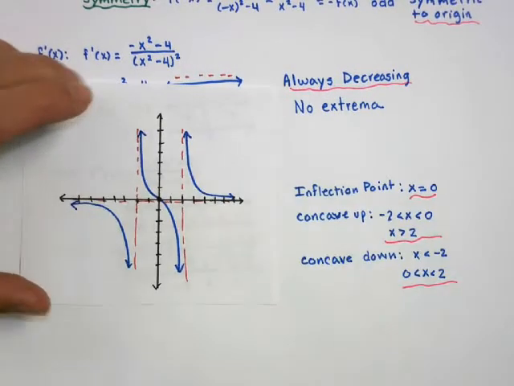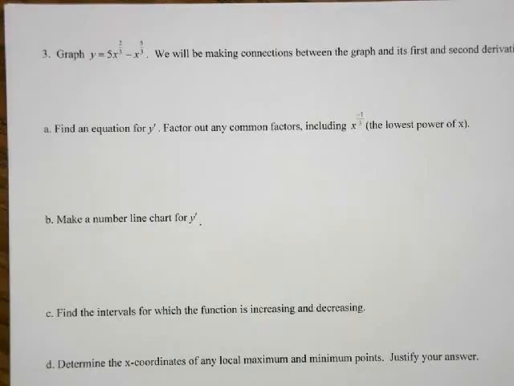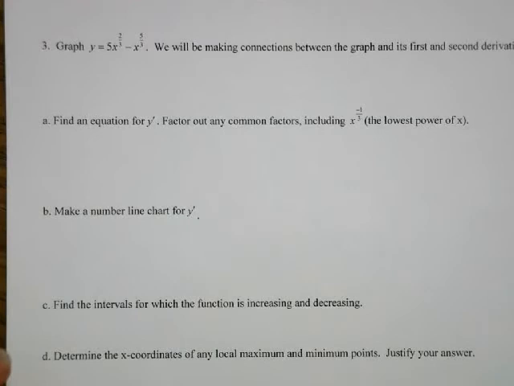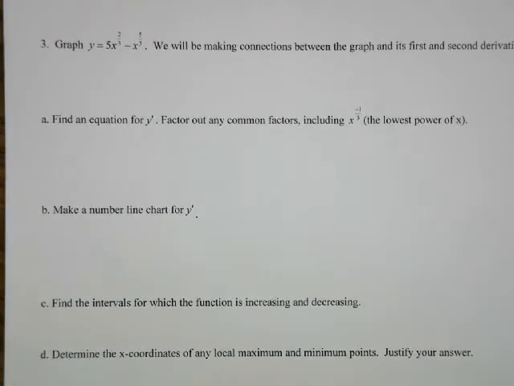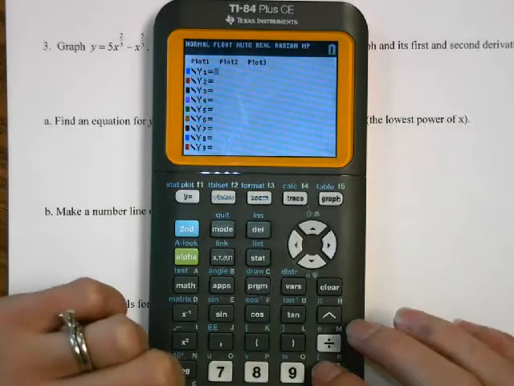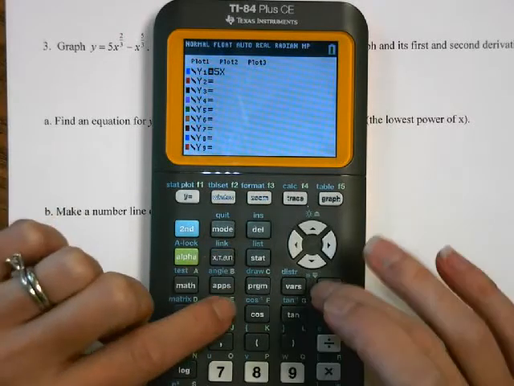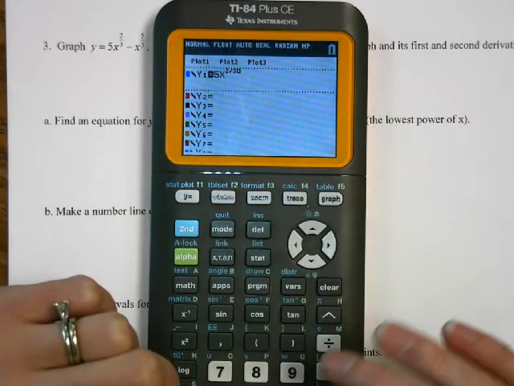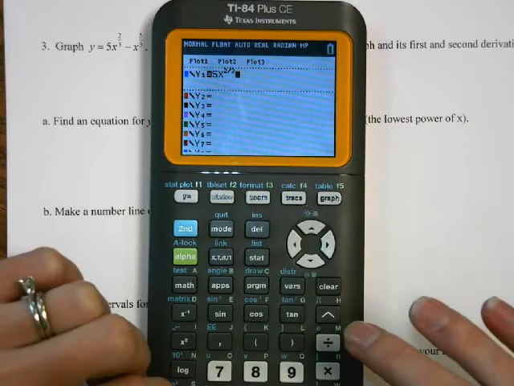Okay, on this next graph, we have 5x to the 2/3 minus x to the 5/3. So we're going to do a graph in the calculator. So we've got 5x to the 2/3 minus x to the 5/3. We'll just graph that on a standard window.